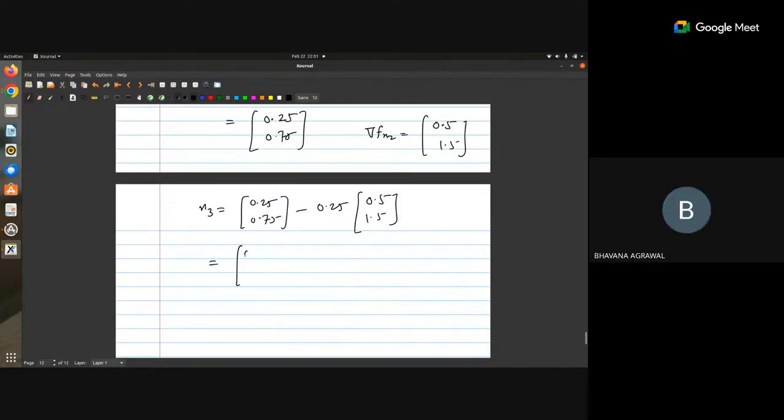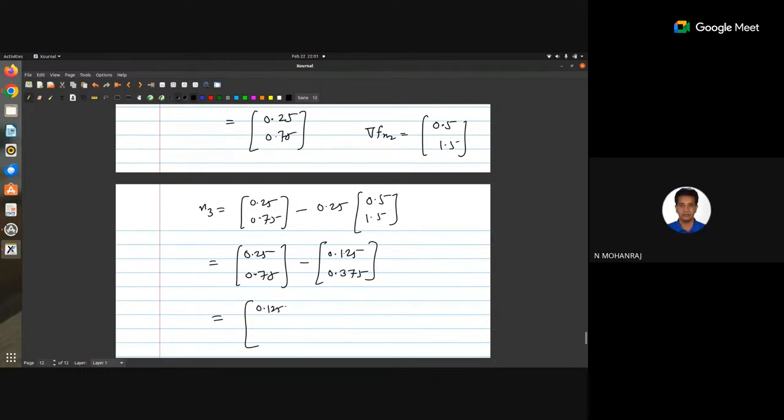So this is an iterative process, right? It will go on. That's what we have to find: where it is going to converge. You just have to observe the trend. Like I'm asking you to do some calculation. You do it, and we'll come to the conclusion. So what is 0.25 times 0.5? 0.125. What about this? 0.375. Correct? Okay. And then what is x3 now?